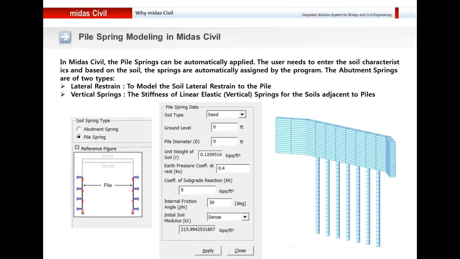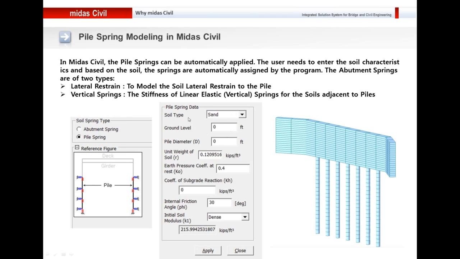The most important item that we should understand while we perform soil structure interaction in any finite element analysis software is how accurately we model the pile springs. And that is why we have several theories out there which talk about how you can model the soil springs. But in Midas Civil, as I said earlier, we have embedded the Matlock and Reese formulae, which will automatically apply the soil springs for you.